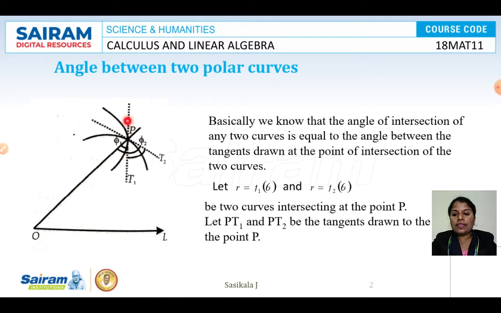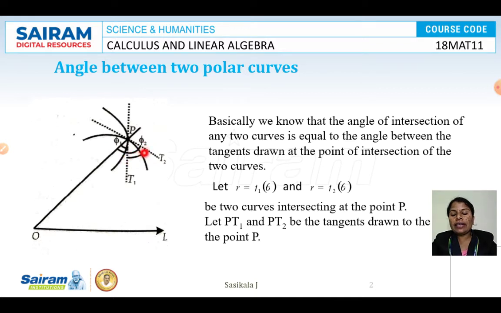From these tangents, I'm going to take the angles. The angle made from the radius vector to the tangent T1 will be phi 1, and the angle from the radius vector to the tangent T2 will be phi 2. That means this portion is phi 1 and the complete portion is phi 2. Then you can see the difference between T1 and T2.